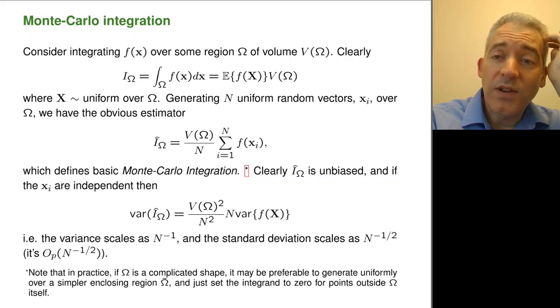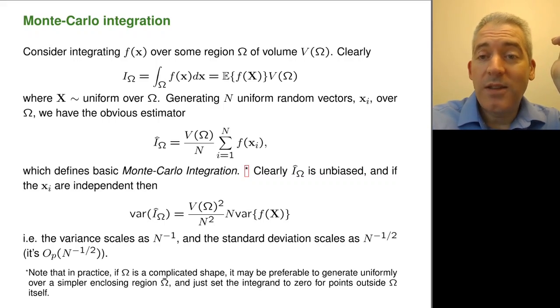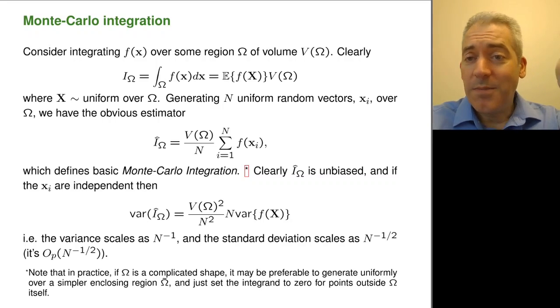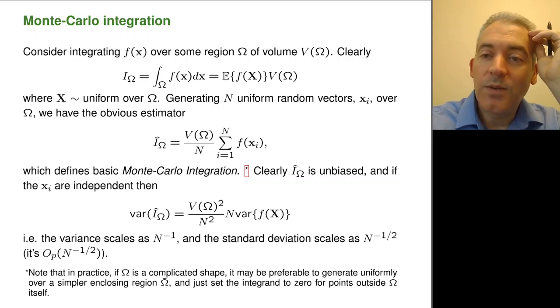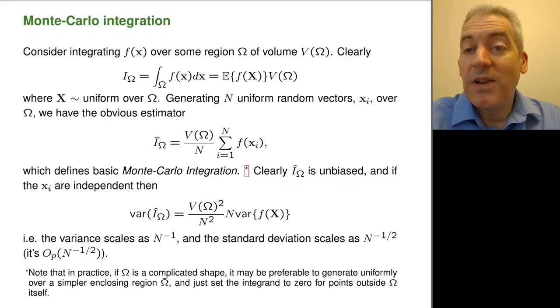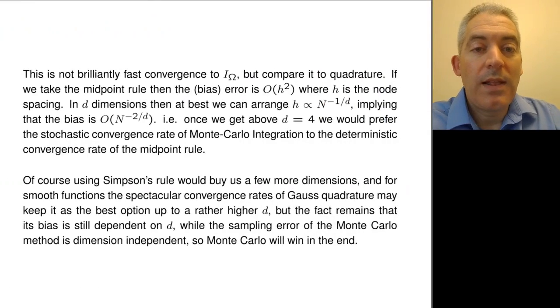Okay, so this seems like it's a pretty weak method. And in one dimension, it is a pretty weak method. So n to the minus a half really isn't great scaling. N to the minus 2 is clearly much better. But the killer feature of Monte Carlo integration is that this is actually independent of dimension. Right? So let's think about that.